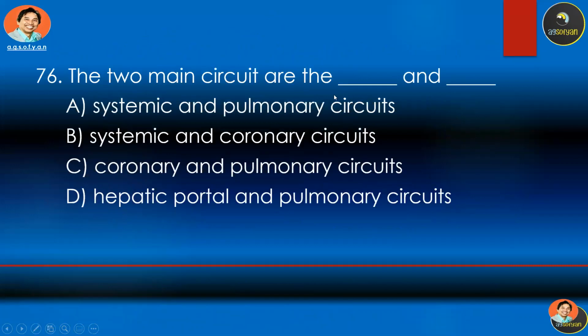The two main circuits are the blank and blank. Okay, there are two main circuits. The one that delivers blood to the lung is called the pulmonary circuit. And the one that carries blood to the whole body is called systemic. So it's going to be systemic and pulmonary.